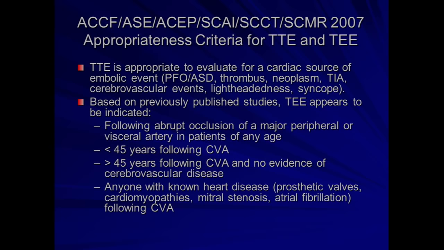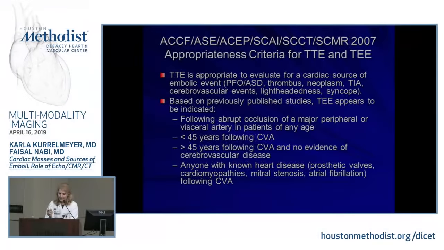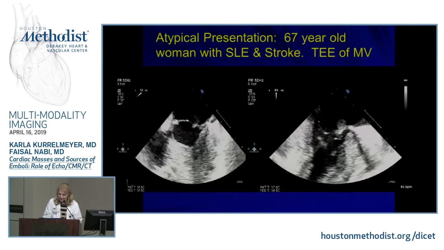Now, I also get asked by the fellows, and this is one of my last slides, when is a TEE appropriate? This is based on the 2007 appropriateness criteria. It's appropriate for anybody who's had an abrupt occlusion of any major peripheral or visceral artery, in patients of any age. If they're less than 45 and had a stroke, it's appropriate. If they're greater than 45 and have no evidence of cerebral vascular disease, it's appropriate. And anyone with known heart disease is appropriate. So that's almost everybody. I can think of very few people, other than those with a definite atherosclerotic plaque in the brain, where you wouldn't do it. Everybody else, it's pretty much appropriate.